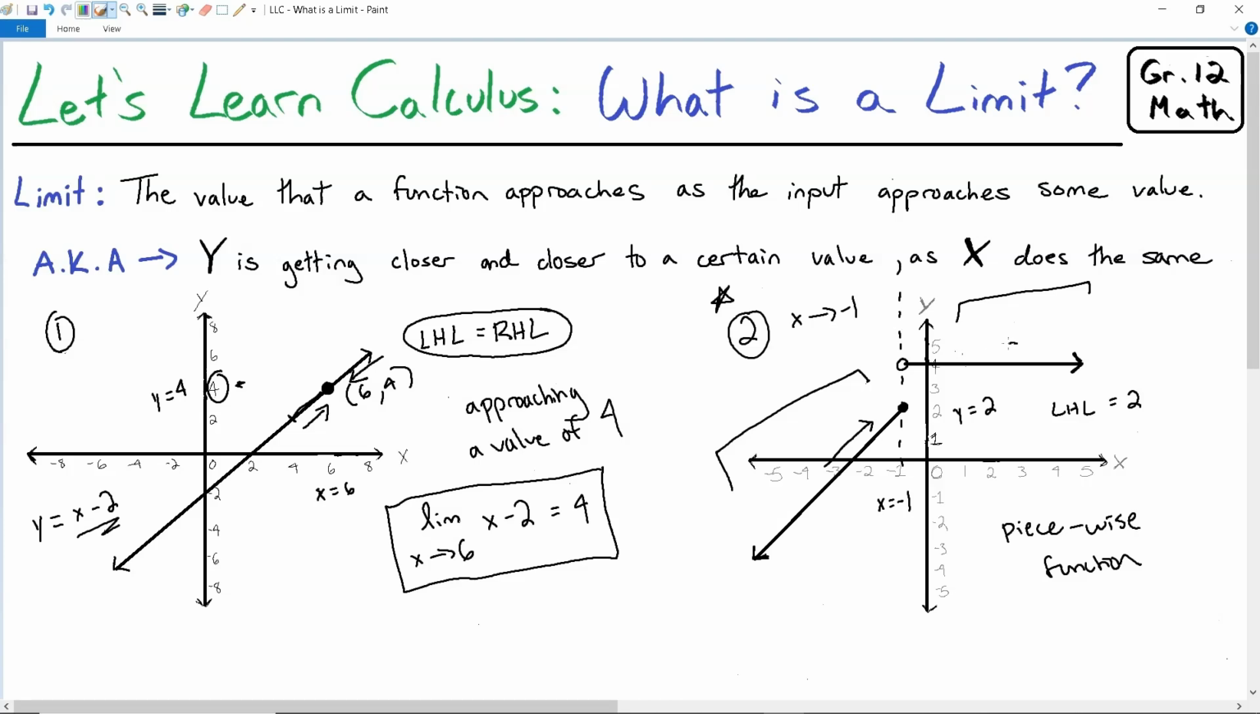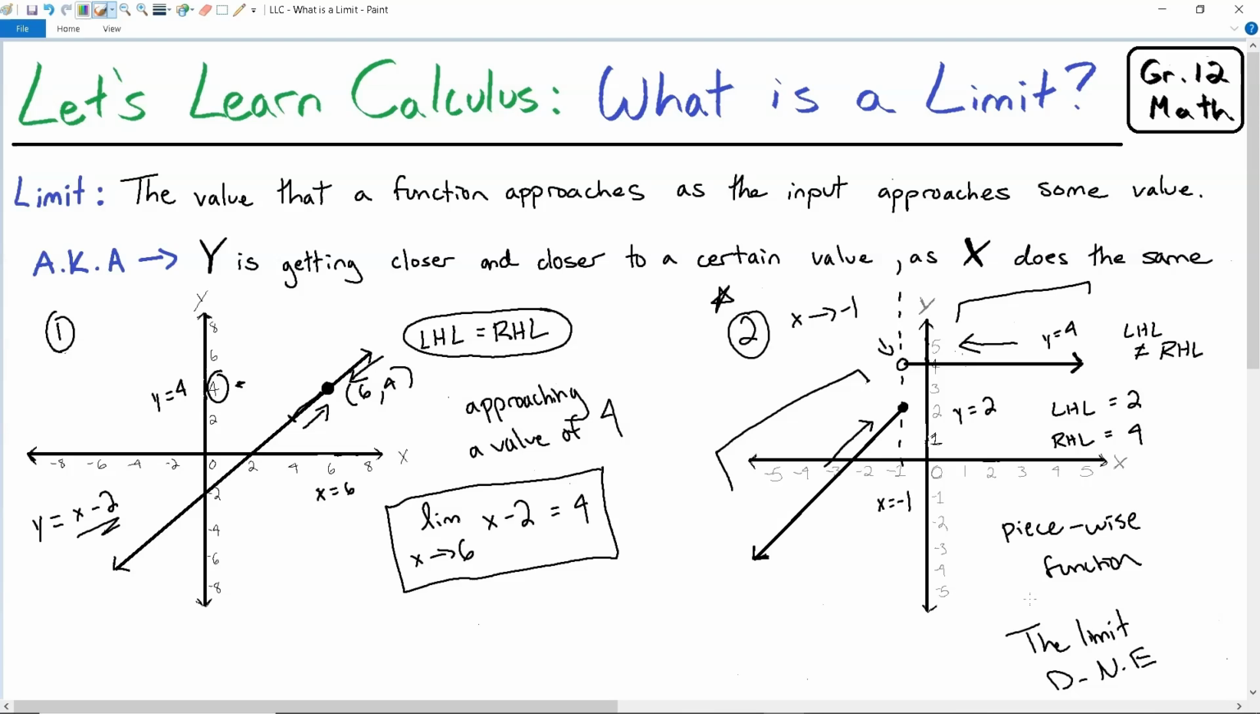But if I do the same thing approaching from the right, I can see that I'm getting closer and closer to this open-ended value here, which looks like y equals 4. So in this case, the right-hand limit would be 4. Since the left-hand limit does not equal the right-hand limit, we would say that the limit does not exist.